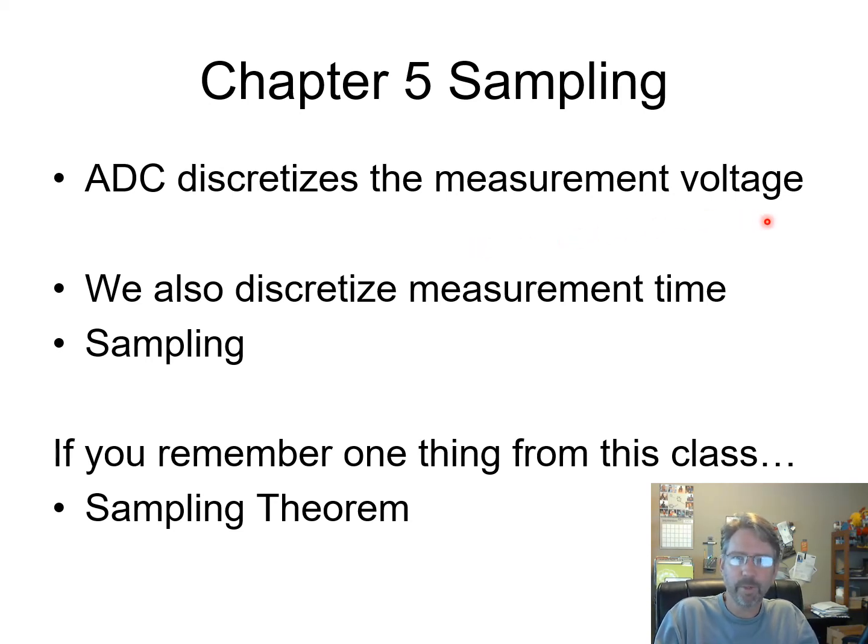All right, so now we're into chapter 5 and sampling, and this is a little different from the analog to digital conversion, which makes a digital value and discretizes on the voltage scale. We also take samples in time, and so sampling is discretizing the measurement but in time, because we sample every few seconds or every so often. So I recommend, if there's one thing you remember from this class, it's the sampling theorem, which we're going to get into today. It's a very simple equation and very powerful when you're setting up sampling.